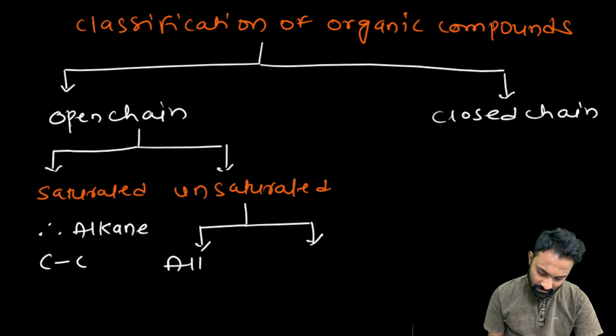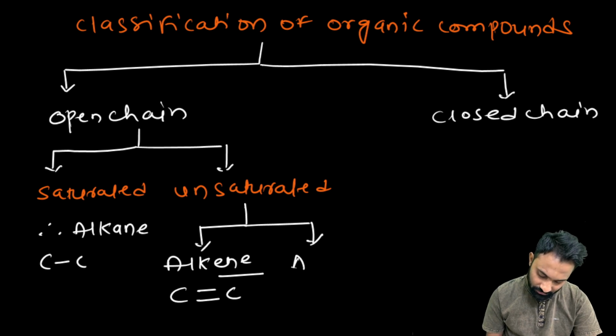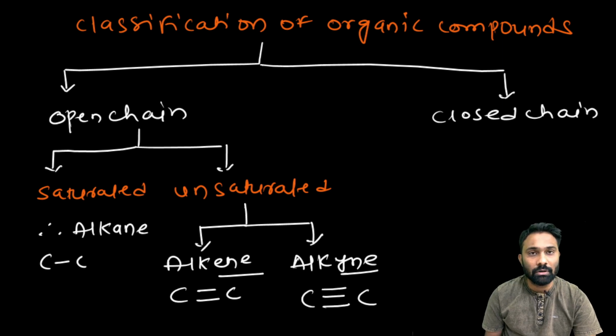One is alkene. Alkene is nothing but carbon with one sigma bond and one pi bond. Clear? Now the next one is the alkyne. What is the meaning of alkyne? Alkyne means one sigma bond and two pi bonds. Here one sigma and two pi is known as the alkyne.